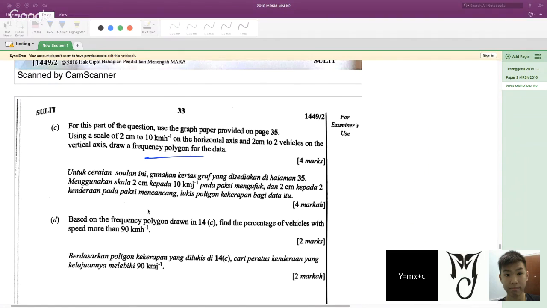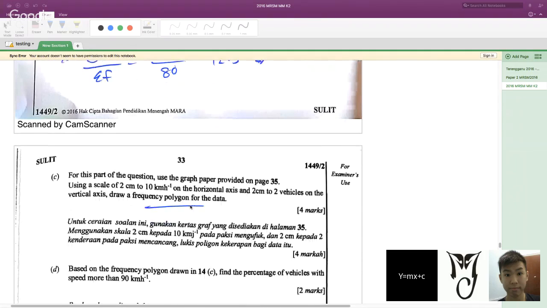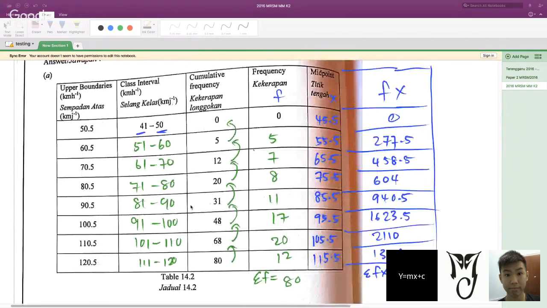For just now, from the midpoint and frequency, I formed a new table by myself. That means using the frequency multiplied by x, so I get fx. Why do I want the sum of fx? Because I want to solve the mean. Part B asked me to do the mean. Mean is just sum of fx over sum of f. After I find my fx, I add all of them together, and I get this value.